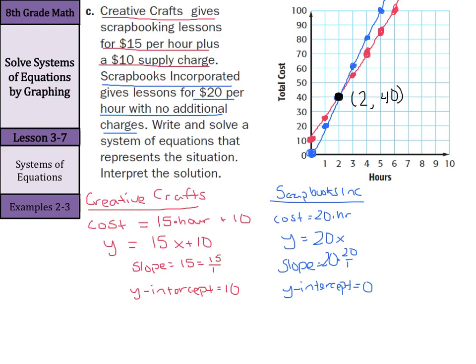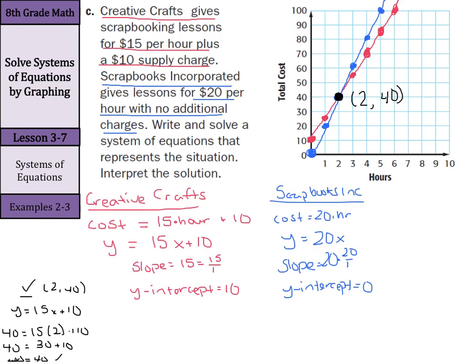(2, 40). Now it still is good, even though it's a word problem, to check these. And I'll do that down here. If I look at my first equation, I have y equals 15x plus 10. And we have the point (2, 40). So I can substitute in 40 for y equals 15 times 2 plus 10. And 40 is going to equal, 15 times 2 is 30 plus 10. And so 40, I can squeeze it in down there, equals 40.